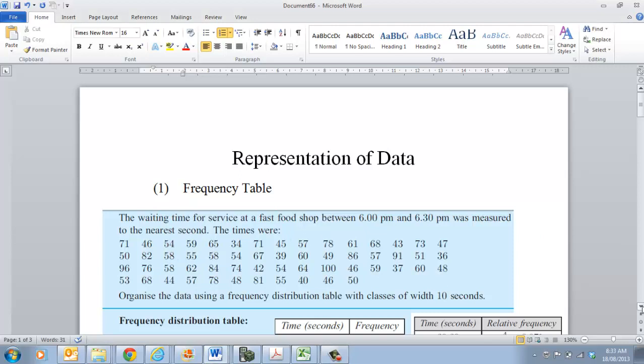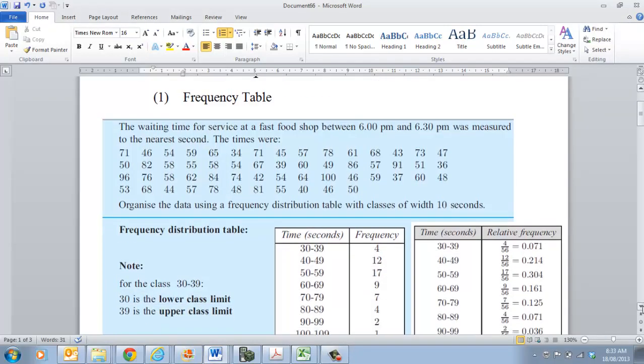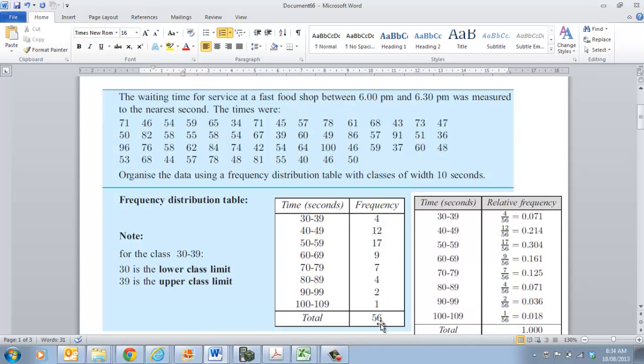Alright, so if you're looking at a frequency table, you will set up some intervals. Obviously we're making the interval there 10, so between 30 and 39. So you just go through your data and you'd probably do a tally with that. And then after you've done your tally, you add up all the values and you'd say there are 4 values that lie between 30 and 39, and there are 12 values that lie between 40 and 49, and so on and so on. There are 56 values inside the tally.